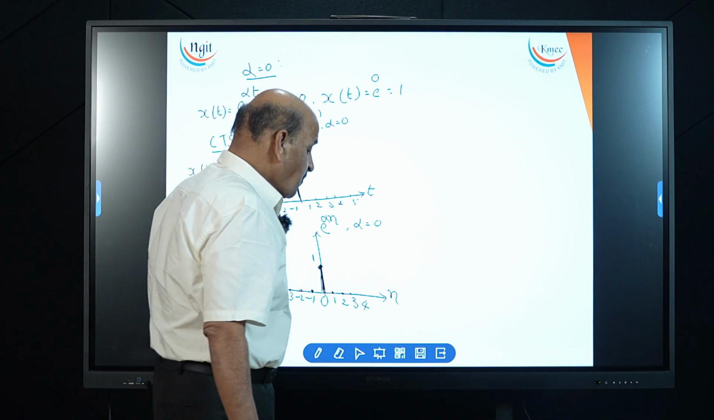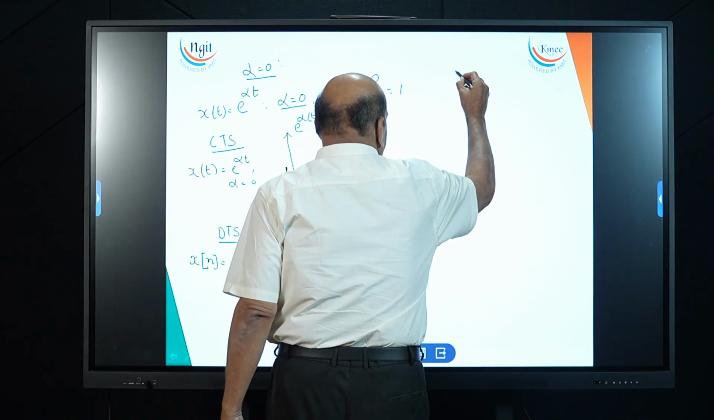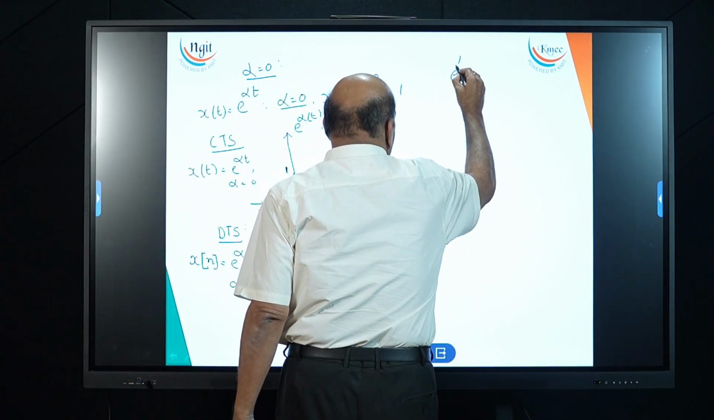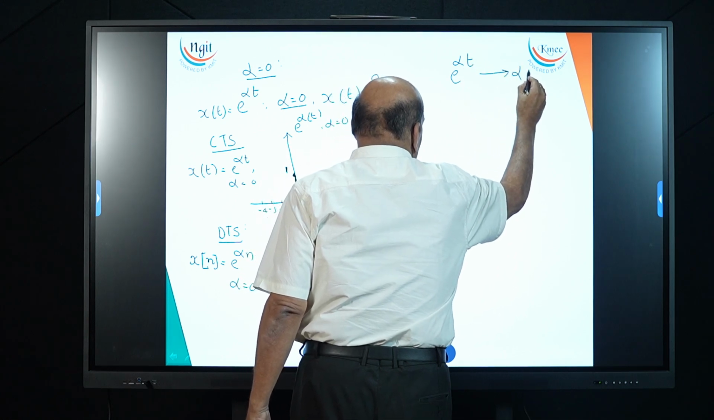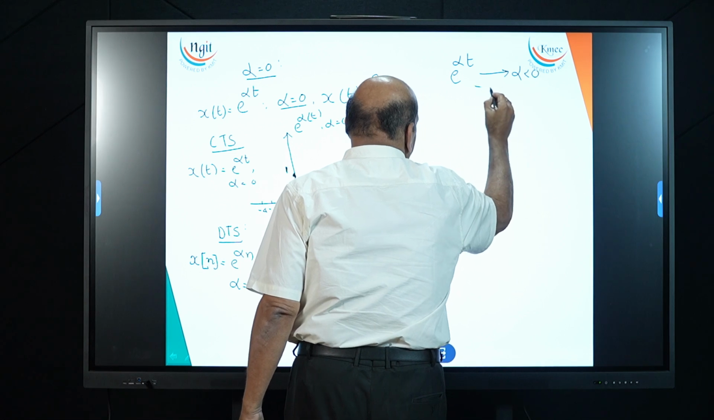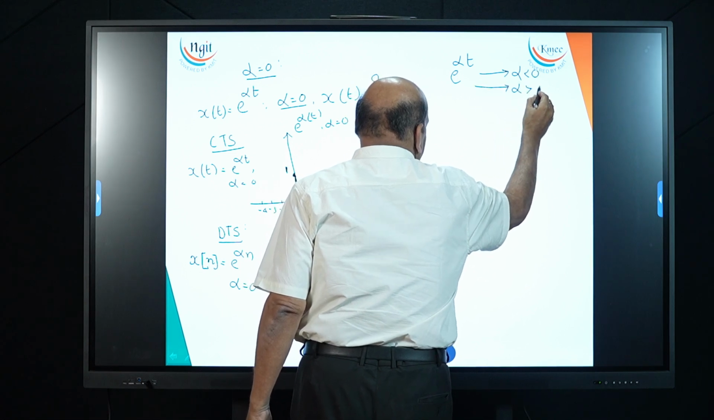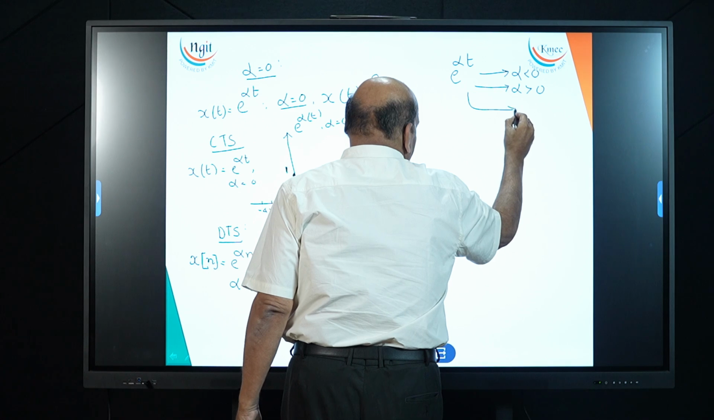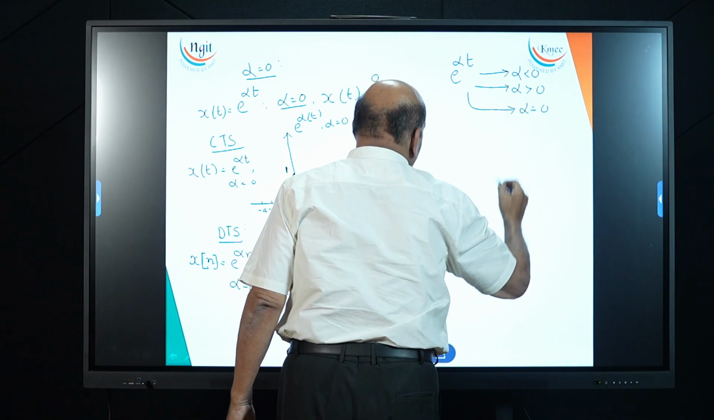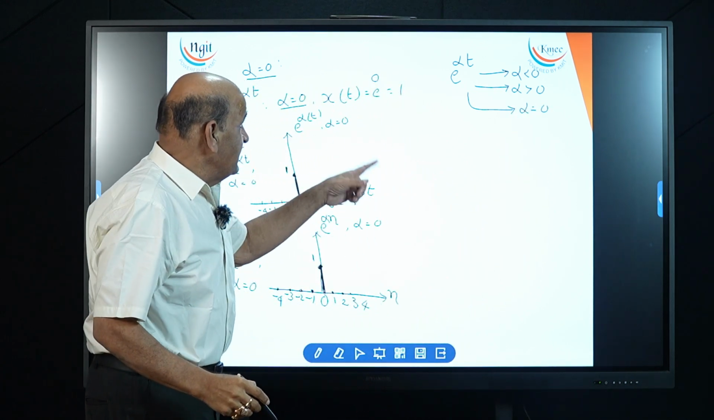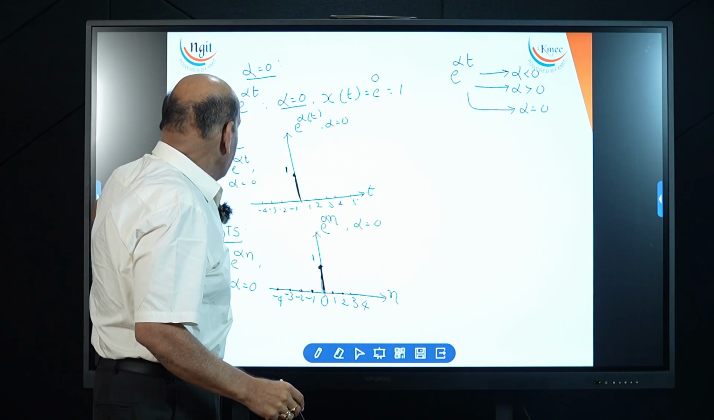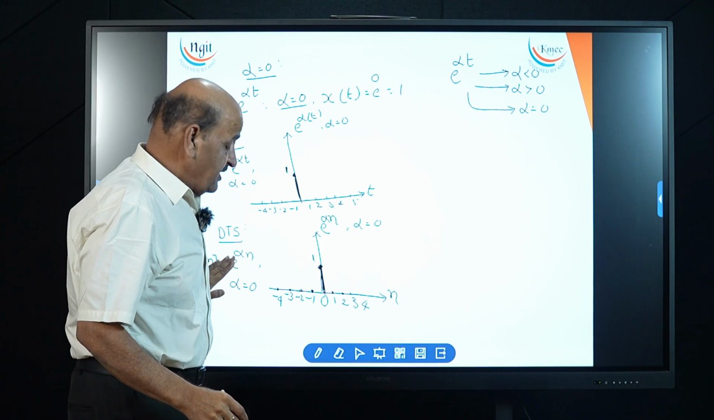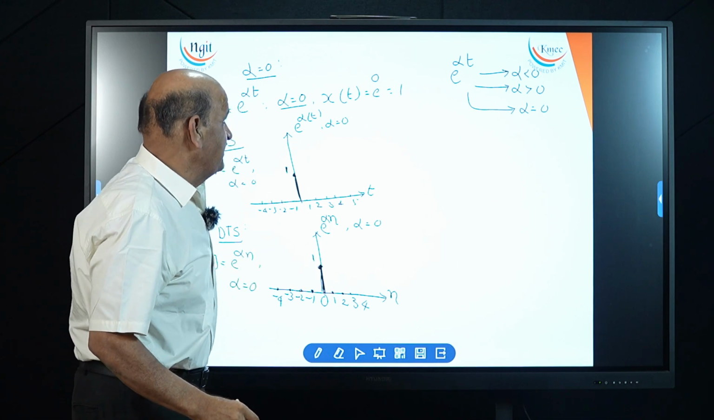So now we discussed the exponential signal e power alpha t under how many cases? 3 cases. When alpha is less than 0, second, alpha is greater than 0. As a special case for understanding purpose, alpha equal to 0. These 3 cases we discussed under continuous time signal and under discrete time signal. These are very much important.